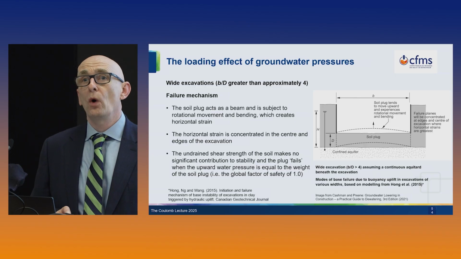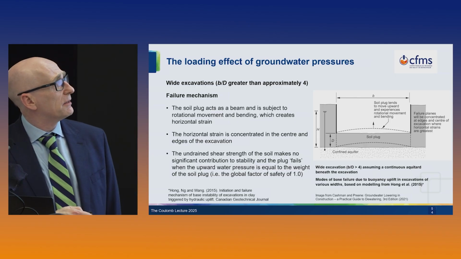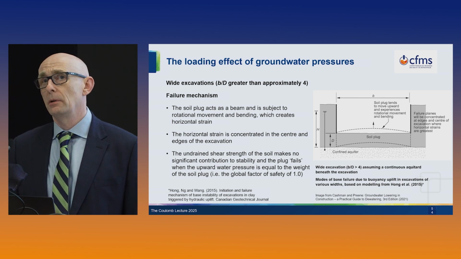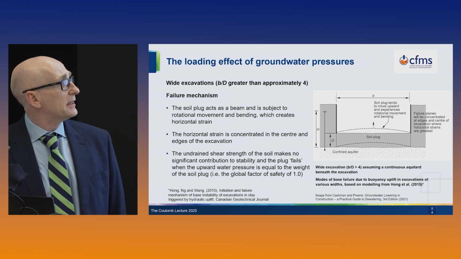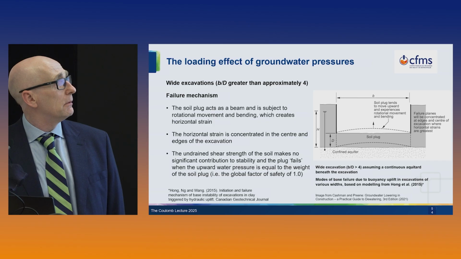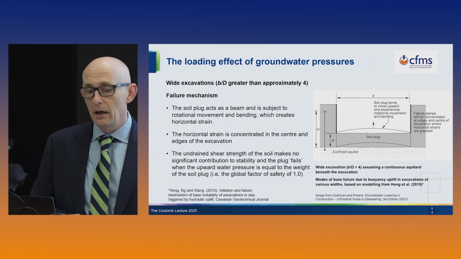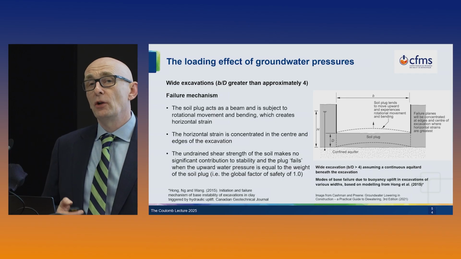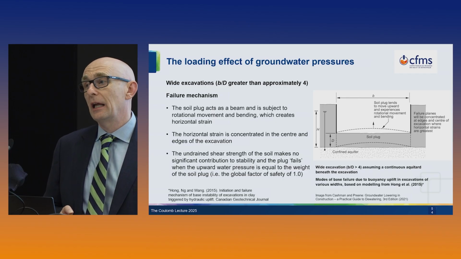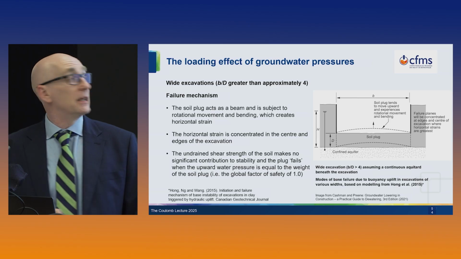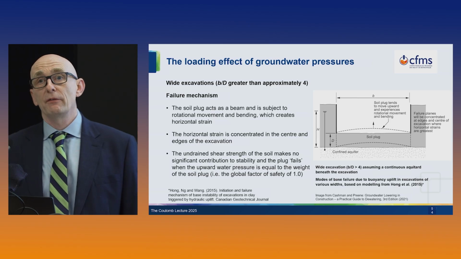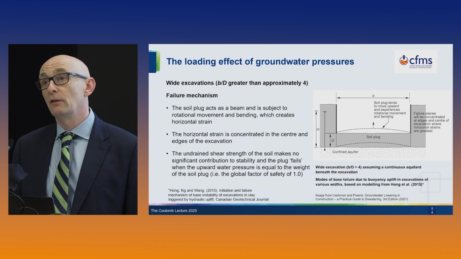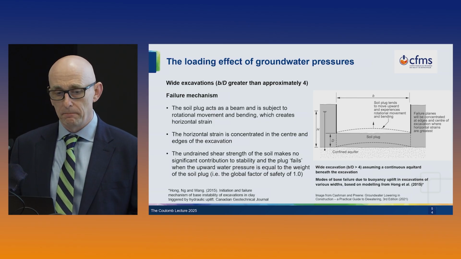But then they looked at wider excavations, and they define a wider excavation as where the width of the excavation is more than 4 times the thickness of the soil plug. And they identified that in this case the soil plug acted as a beam and was subject to bending and rotational movement and horizontal strain. And this meant that the undrained shear strength of the clay plug didn't really contribute to the failure. And in this scenario, even when you allow for the soil shear strength, basically the excavation was failing at a global factor of safety of 1 based on weight alone.